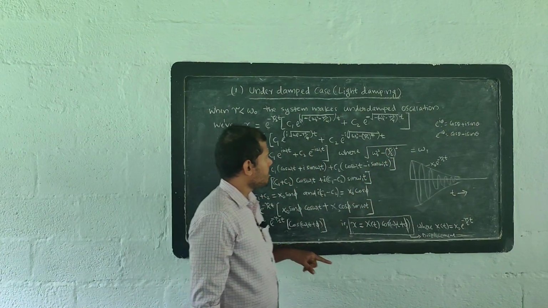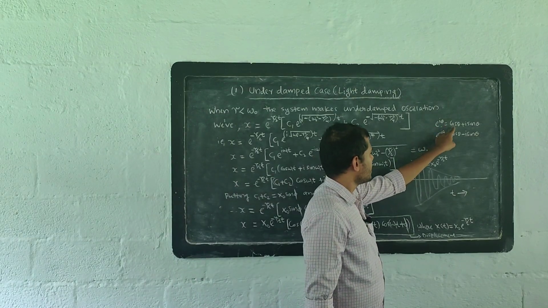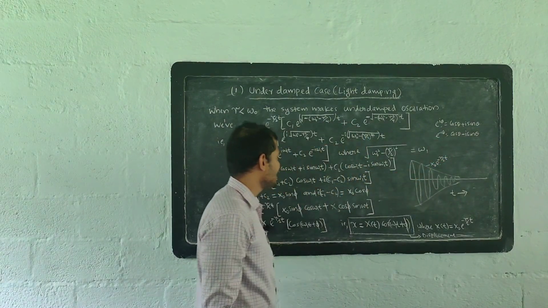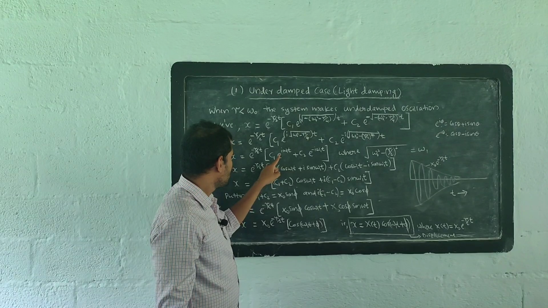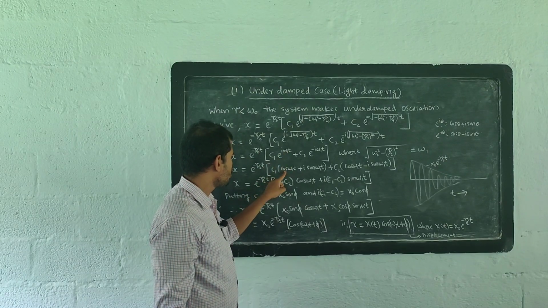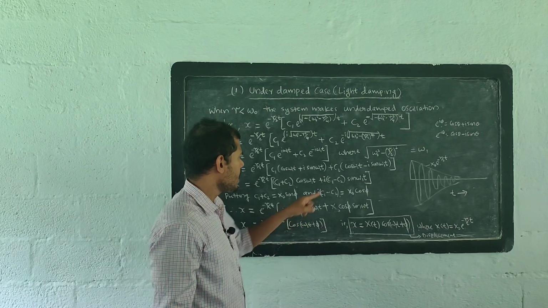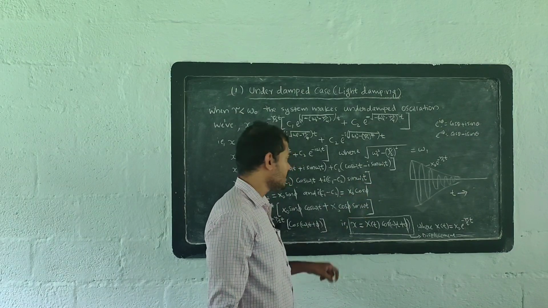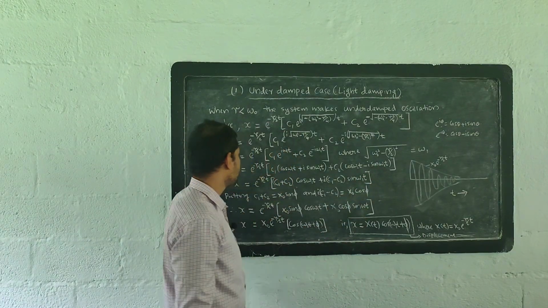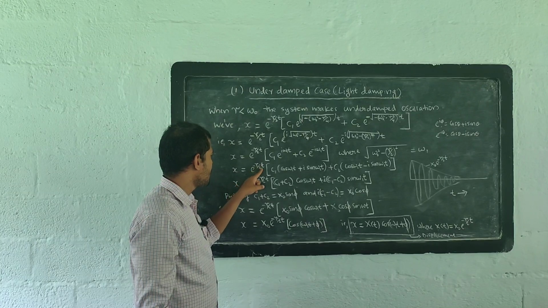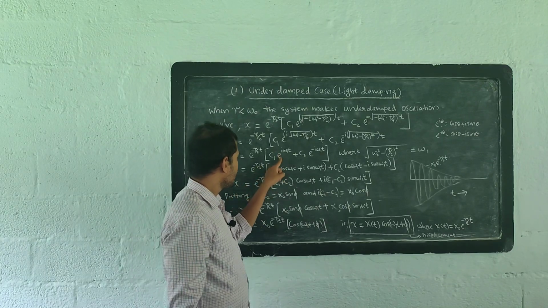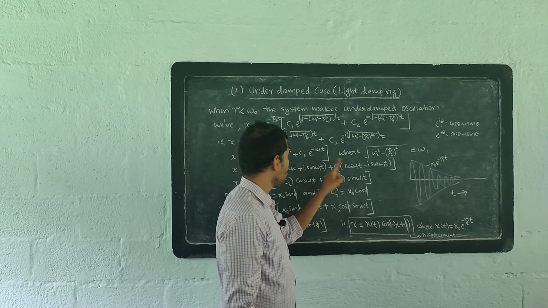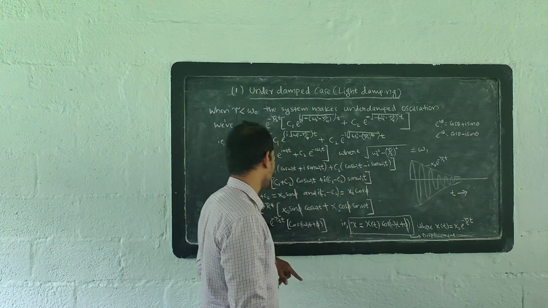Okay, we have a mathematical relation that e raised to i theta is equal to cos theta plus i sin theta, and e raised to minus i theta is equal to cos theta minus i sin theta. We can substitute here: e raised to i omega 1 t is cos omega 1 t plus i sin omega 1 t, and e raised to minus i omega 1 t is cos omega 1 t minus i sin omega 1 t. Therefore, x is equal to e raised to minus gamma by 2 t, c1 times cos omega 1 t plus i sin omega 1 t, plus c2 times cos omega 1 t minus i sin omega 1 t.